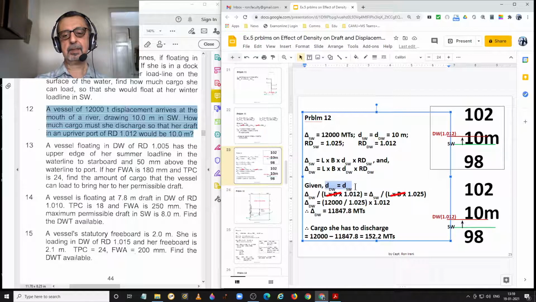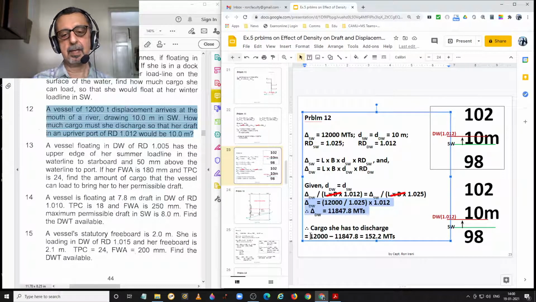Given to us, the two drafts are the same. Therefore, displacement in dock water divided by length into breadth into relative density of dock water is equal to displacement in salt water divided by length into breadth into the relative density of salt water. When we substitute all the values after cancelling out length and breadth on both sides, we get displacement in dock water equal to 11,847.8 metric tons.